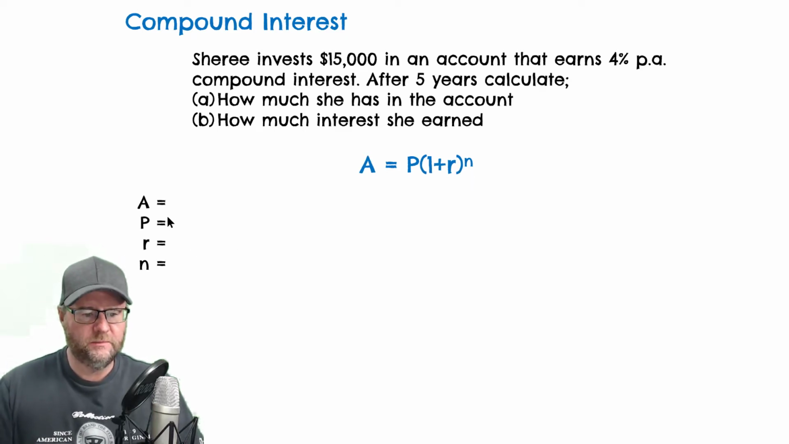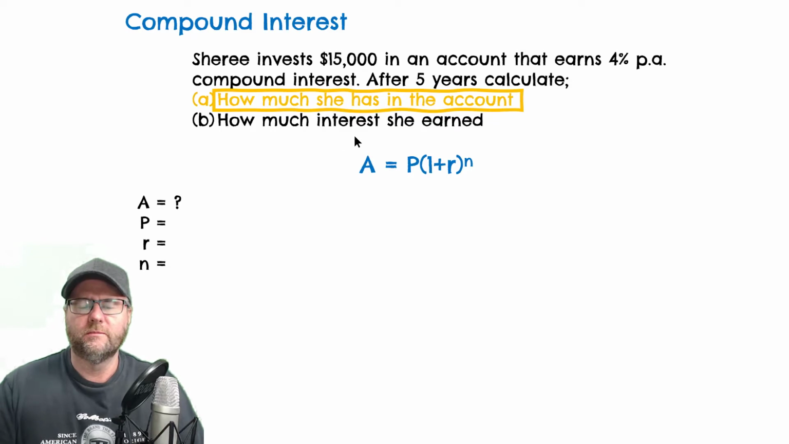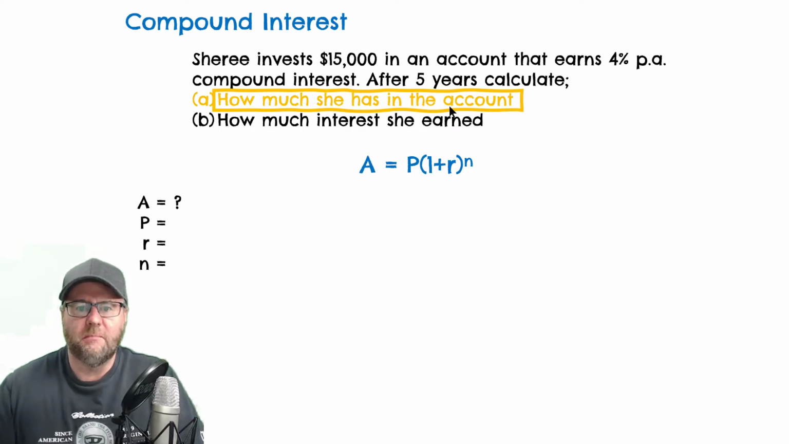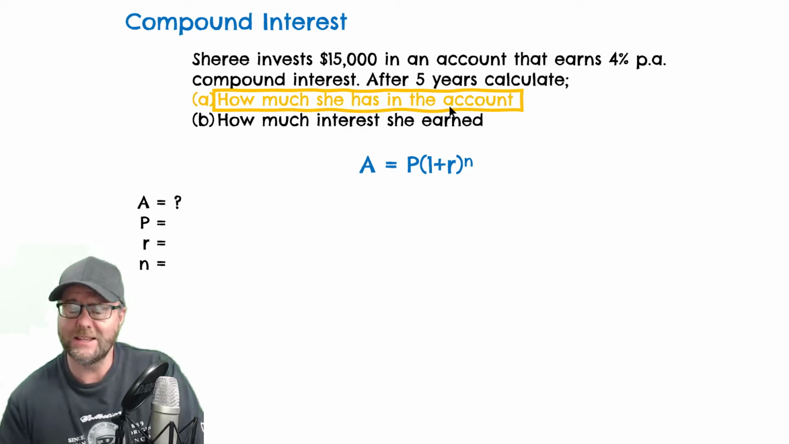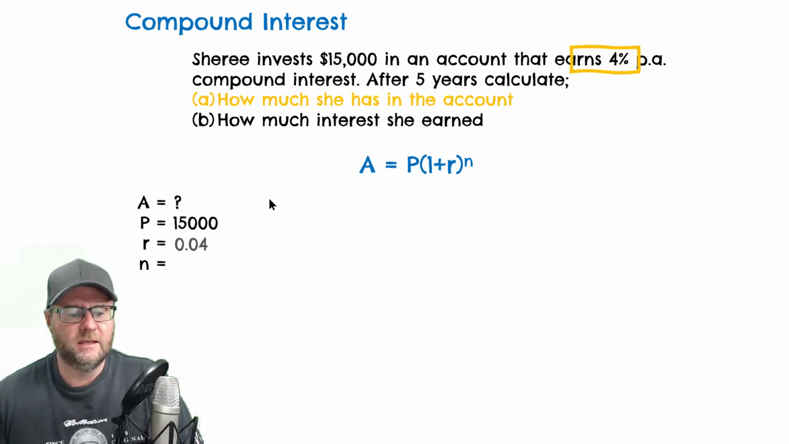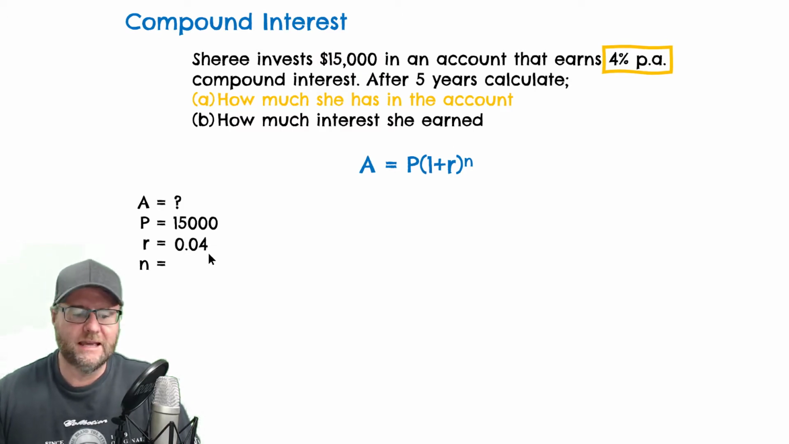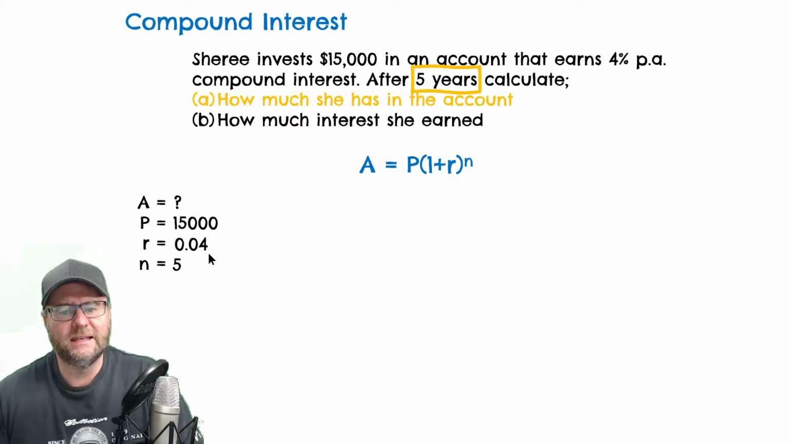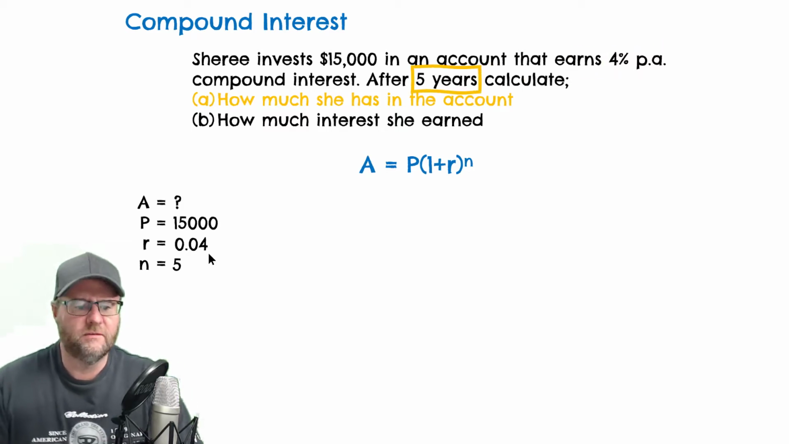So in our question, the A is the bit we don't know. How much she has, the amount that it grows to. That's what we're going to work out. The P, the principal, is $15,000. That's what the starting amount was. The R, the rate, is 4%, but you'll see down here I've got it written as 0.04. Always use the decimal version. And N is the number of time periods, so 5 years.